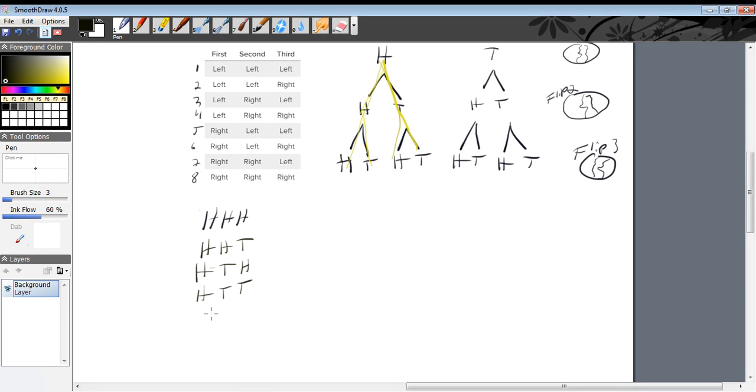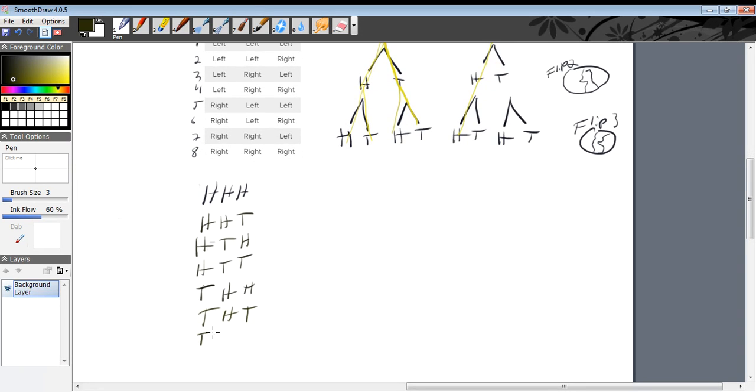Now, on the tail side, if I get tails as my first flip, I can have tails, heads, heads, which is this branch. Tails, heads, heads. I could get tails, heads, tails. I can get tails, tails, heads. And lastly, tails, tails, tails.